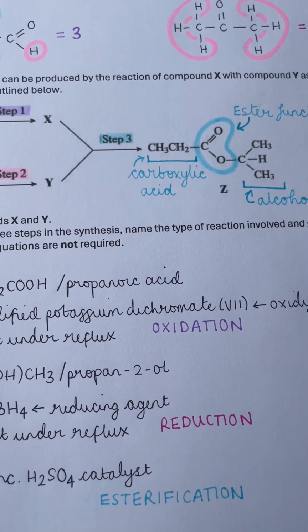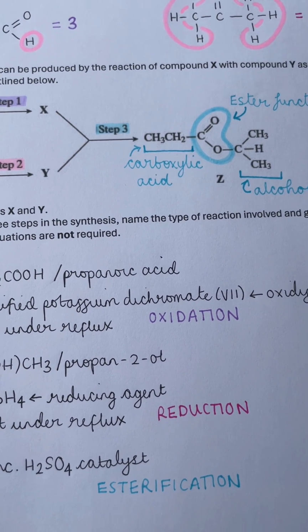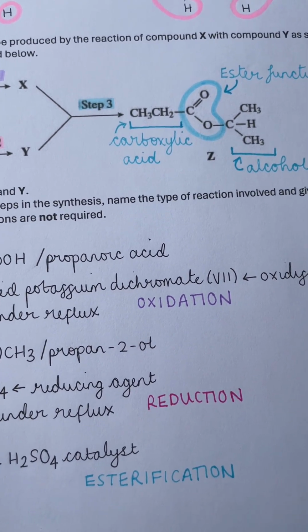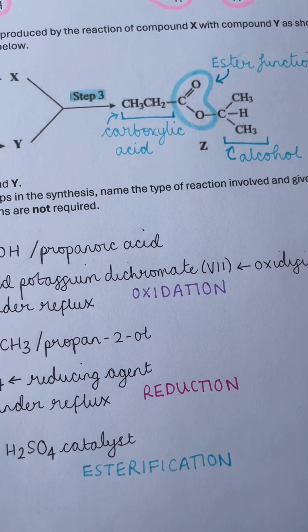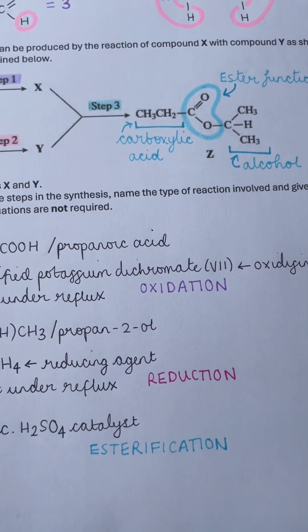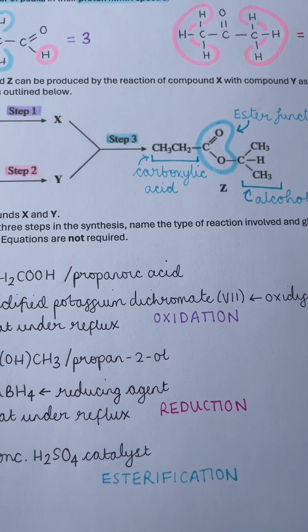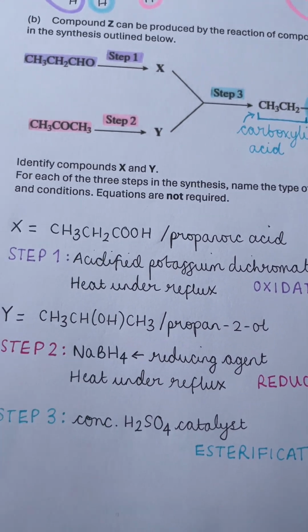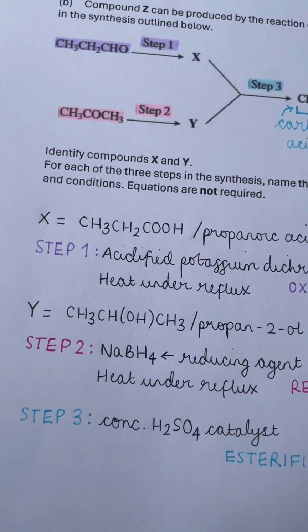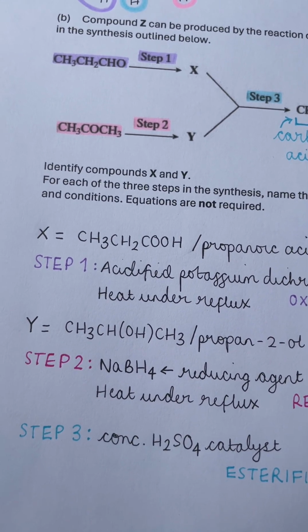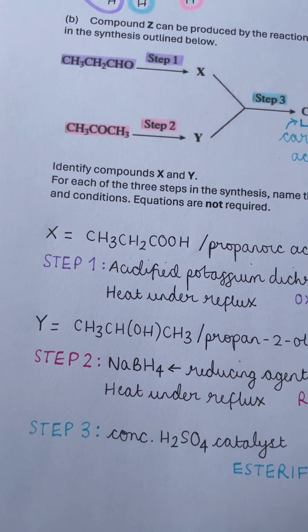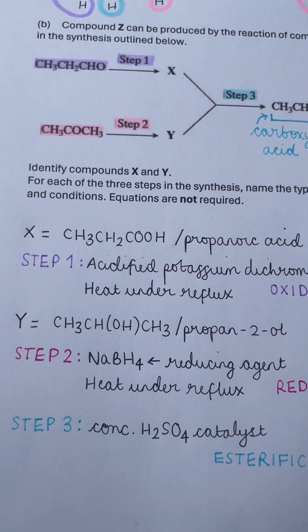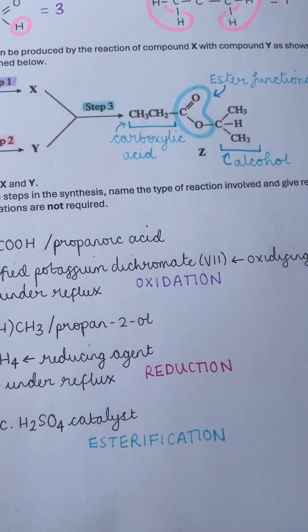And we are asked to name the type of reaction involved for each step. Now, type of reaction and name of mechanism are different, and I believe I've touched upon this before. Oxidation is a type of reaction, reduction is a type of reaction, esterification is a type of reaction. How step 2 occurs is via nucleophilic addition. That is the mechanism by which the reaction occurs, but the reaction itself for step 2 is reduction. So it's important that we understand the difference there.